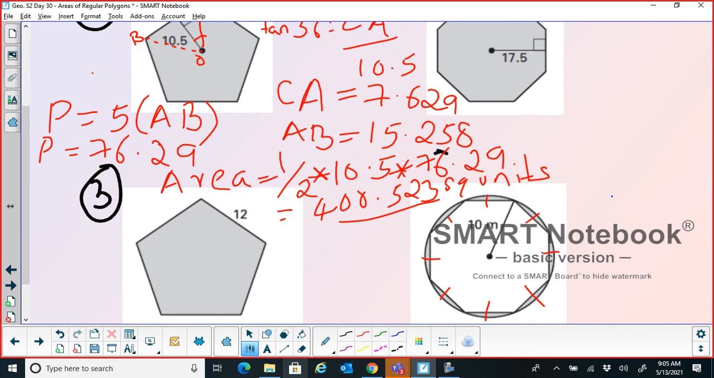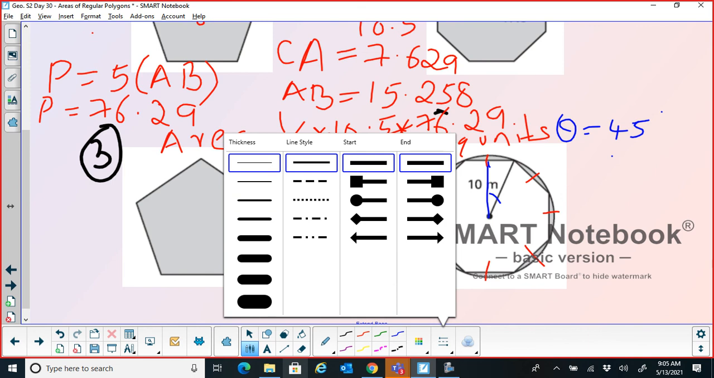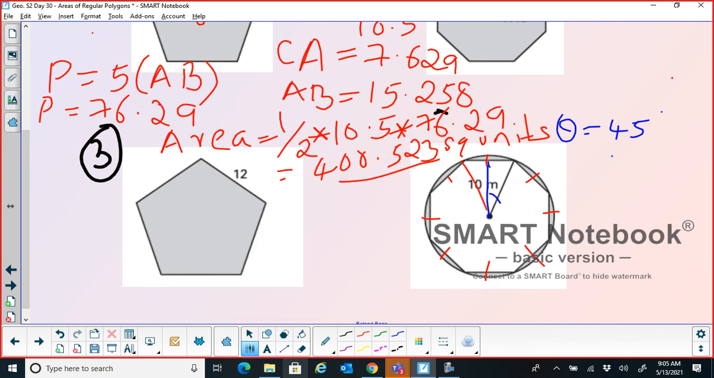I'm using theta for the central angle, which is 45 degrees. But I am not interested in theta, I am interested in this particular angle, which is half of theta. Whenever I want to use a right triangle, I am interested in half of that central angle. I know the central angle is all the way from here till here, but I am just interested in half of that.